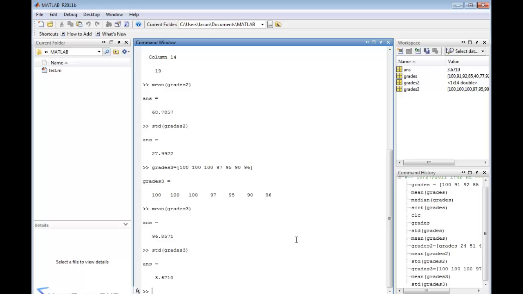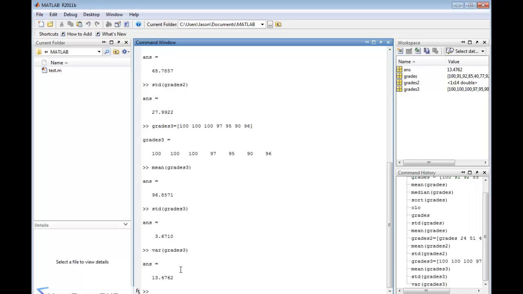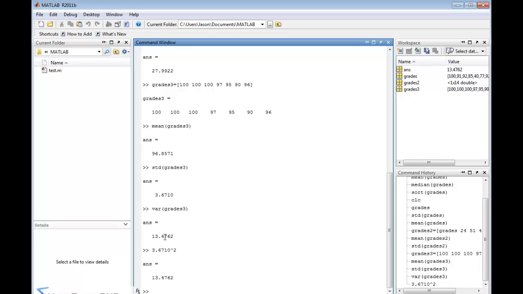And finally, I'll close out by saying the standard deviation is super important in statistics. Sometimes you might want to calculate the variance. So let's calculate the variance of grades 3. And you do that with a VAR command. And the variance is 13. And for those of you who have taken statistics, you'll know that the variance is simply the standard deviation squared. So if you actually take this 3.6710 and square it, you're going to get the variance there.